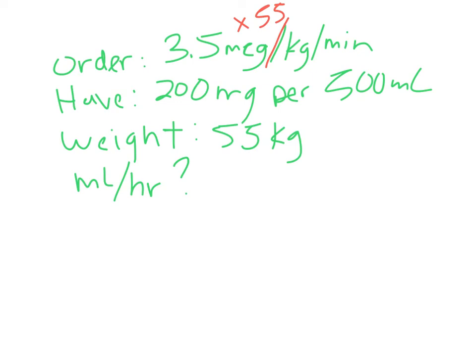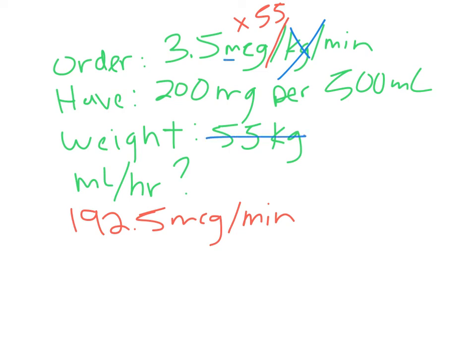Let me make sure I did that right. 3.5 times 55. Yes. So that means this person, based on their weight, needs 192.5 micrograms every minute. Once again, what we've done is eliminate this part by multiplying it by that kilogram weight, and now we're down to micrograms per minute. It is per minute, and my question is asking me for hours. So I'm going to multiply by 60 to get it out of minutes and into hours.